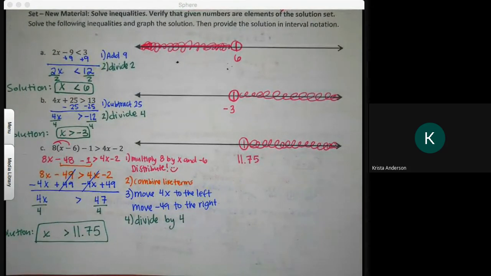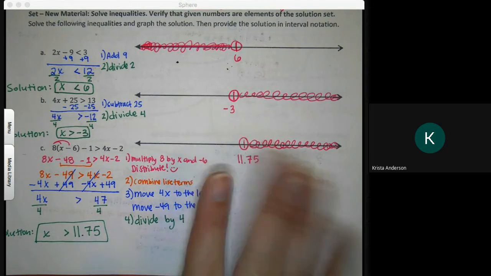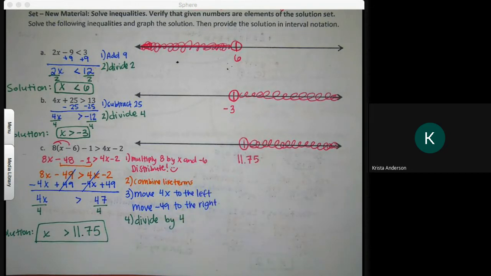So yours will reduce to a whole number on your assignment. If you do get a fraction or a decimal, this is how you would do it, right? It's not too scary. Turn the page.